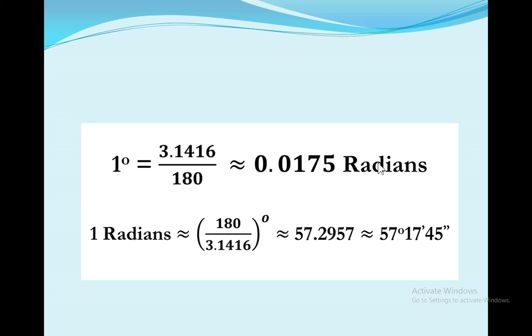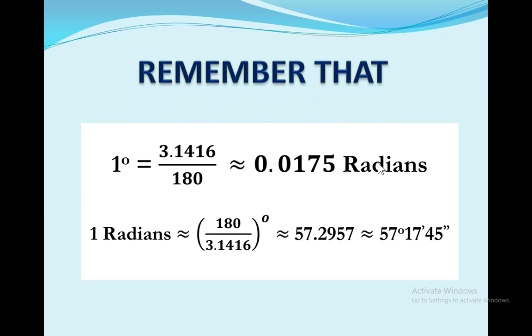Next we have 1 degree is equal to 3.1416 divided by 180, that is nearly equal to 0.0175 radians. And 1 radian is nearly equal to 180 divided by 3.1416, that is nearly equal to 57.2957 degrees, that in degree, minute and second becomes 57 degrees 17 minutes and 45 seconds. All these you can remember easily.